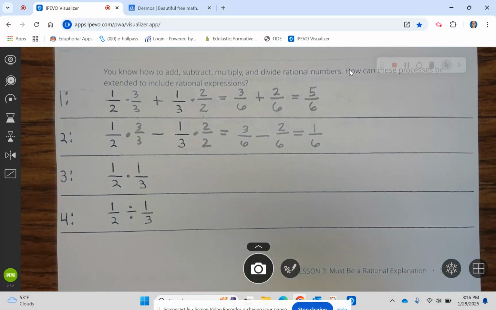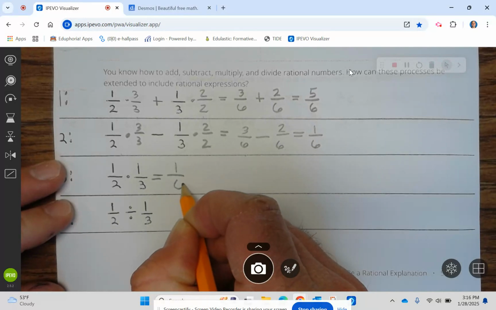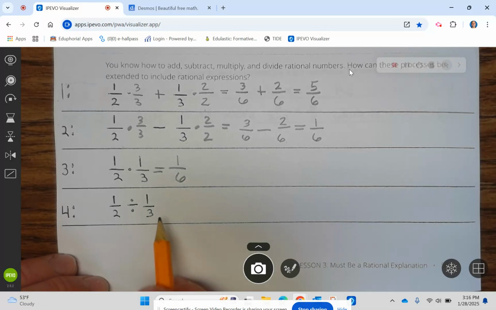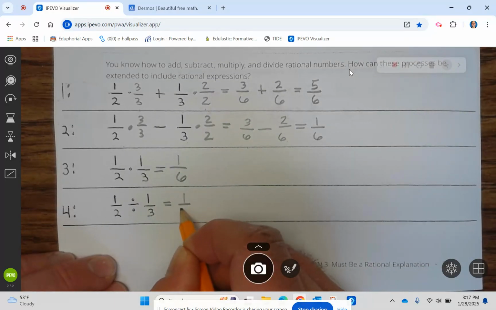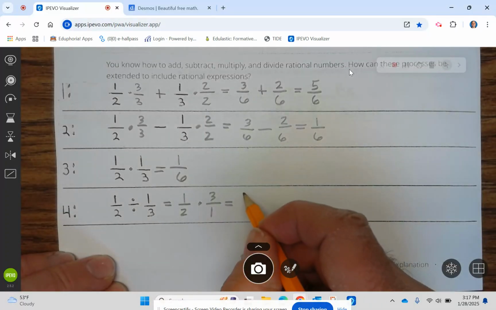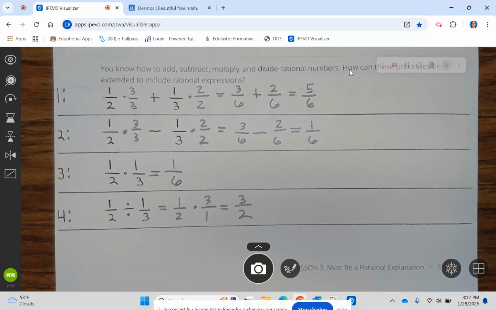All right, let's take a look at number 3. Just multiply. 1 times 1 is 1. 2 times 3 is 6. Number 4. Now when you divide by a fraction, you flip and multiply. This becomes 1/2 times 3 divided by 1, which becomes 3 divided by 2. All right, go ahead and finish up the warm-up. All right, let's take a look at the next page.